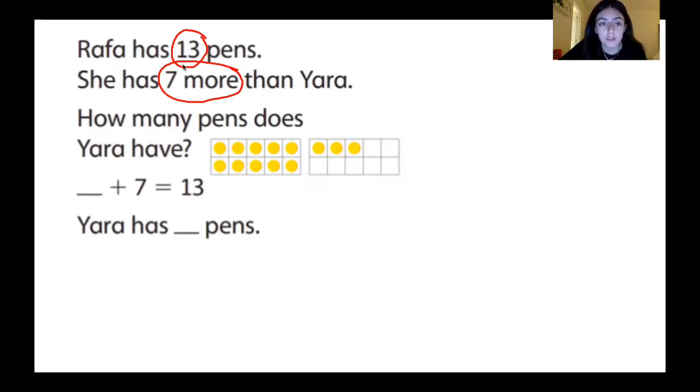So, Rafa has 13, and Yara, we don't know how many Yara has, so we're going to put a question mark right there. But we know that Rafa has 7 more than Yara. So, we need to figure out how many does Yara have. Now, how could we solve this problem? They gave us an equation, and it says blank plus 7 equals 13. And they gave us 10 frames.